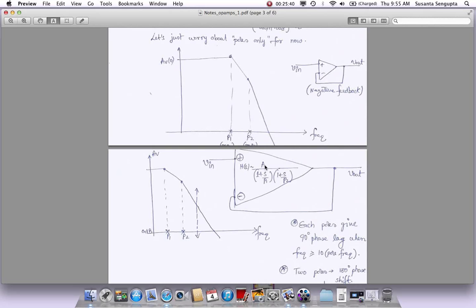Assume that this H(s) was just a flat A, a constant value here, no poles or anything. We didn't have this pole 1 and pole 2. What will be the phase shift from this negative input terminal to the output? Since it's an inverting terminal, we have 180 degree phase shift. That is always there, right? Because it's inverting.